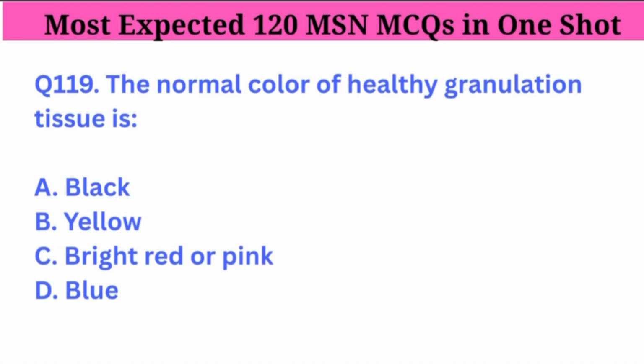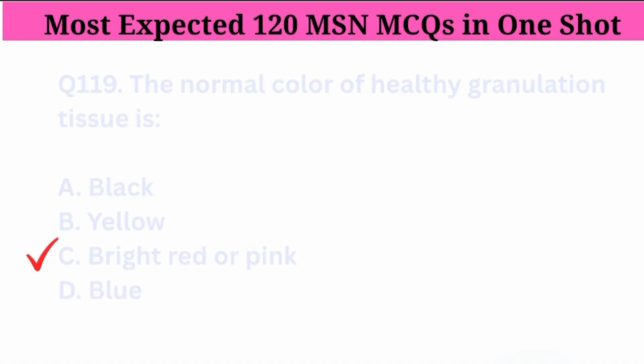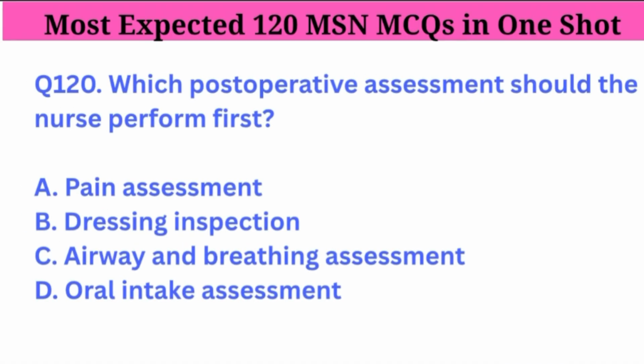The normal color of a healthy granulation tissue is. The correct answer is option C, bright red or pink in color. Which postoperative assessment should the nurse perform first? Your correct answer is option C, airway and breathing assessment.